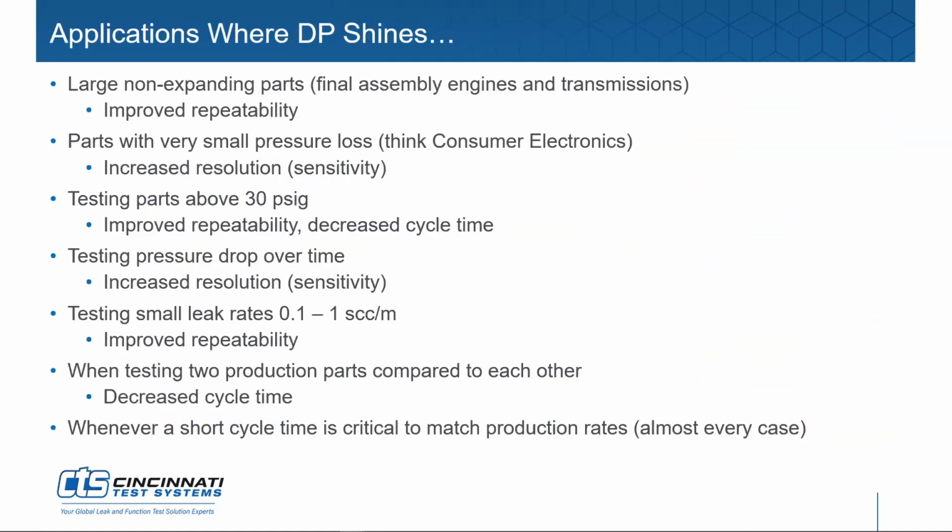Areas where DP does shine are when you're doing large parts, non-expanding parts, or very small pressure change. That seems to be the best use of differential pressure technology, when you've got cycle time issues and small leak rates, and testing above 30 psi. Those are the times where we really start seeing the applications that shine for differential pressure decay.